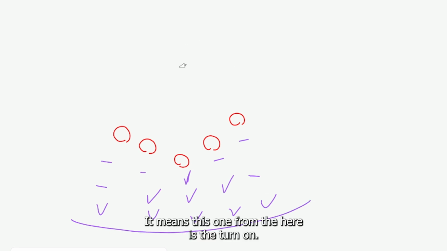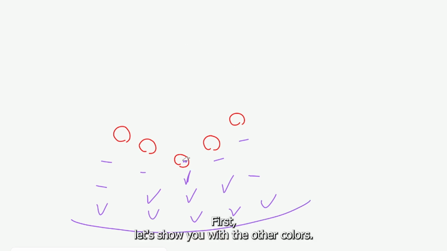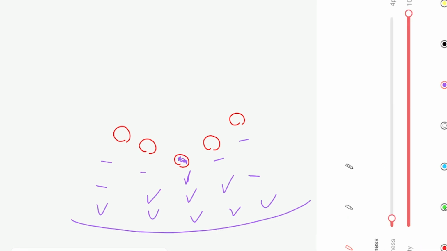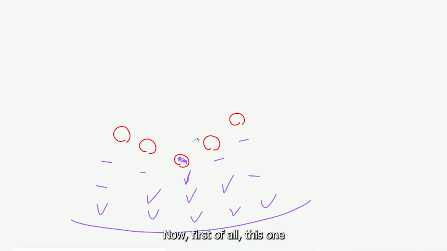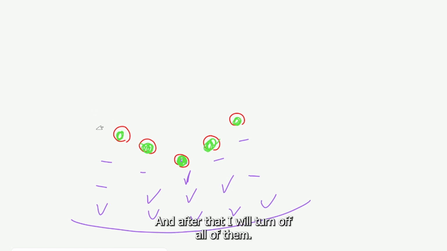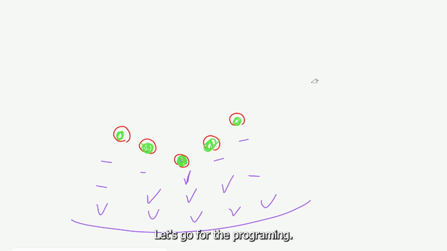It means this one from here turns on first. Let me show you with other colors, for example green. First this one, next step these two, and next step all of them. From here the smile will be complete, and after that I will turn off all of them. Let's go for the programming and code.